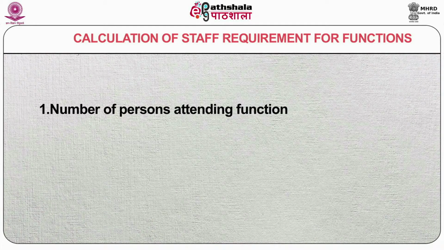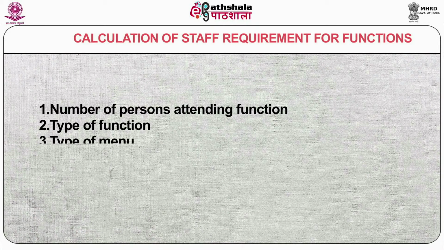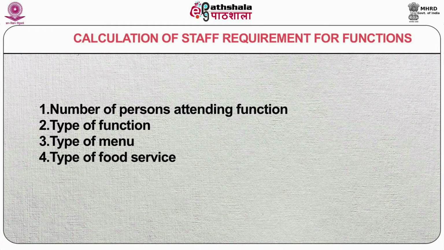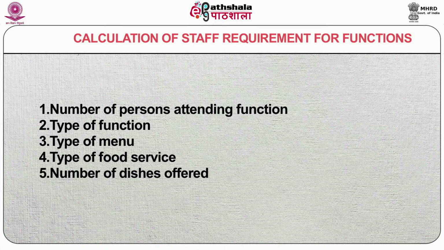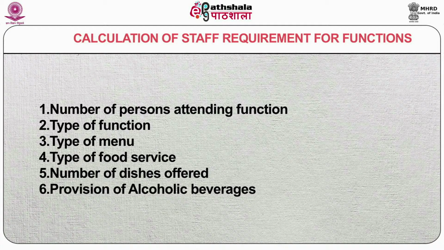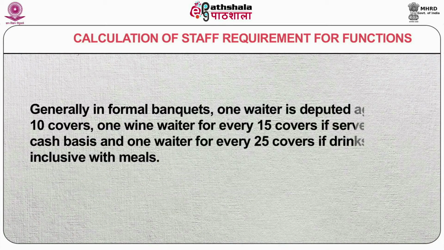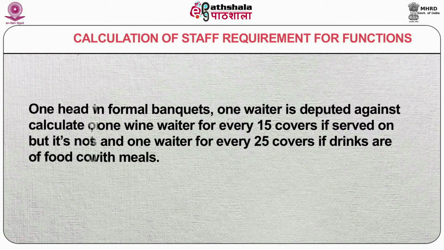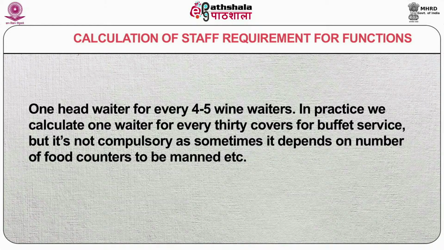Number one, number of persons attending function, type of function, type of menu, type of food service, number of dishes offered, and provision of alcoholic beverages. Generally, in formal banquets, one waiter is deputed against 10 covers, one wine waiter for every 15 covers if served on cash basis, and one waiter for every 25 covers if drinks are inclusive with meals, one head waiter for every 4 to 5 wine waiters.